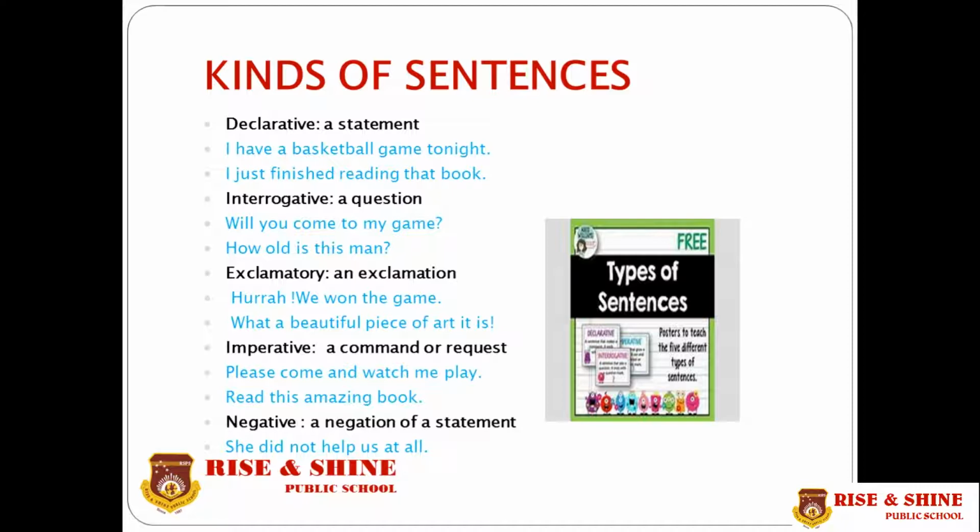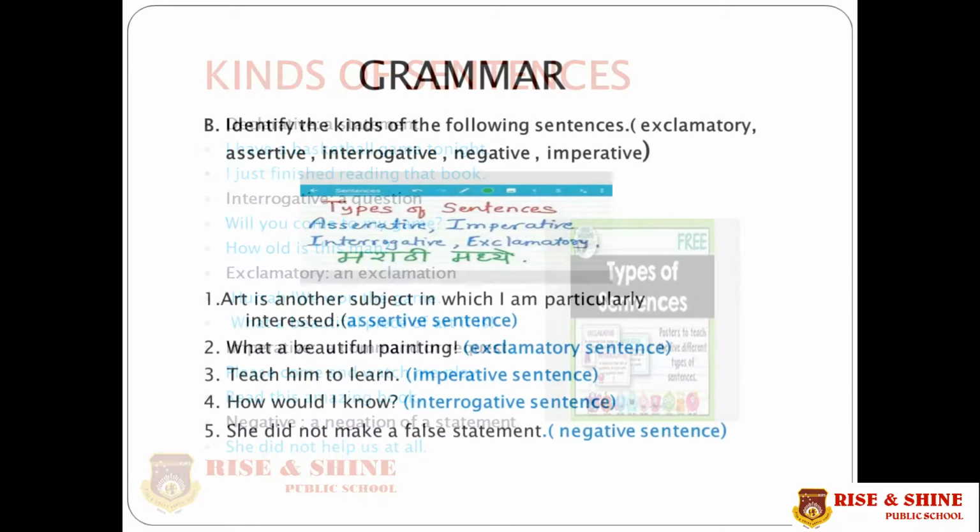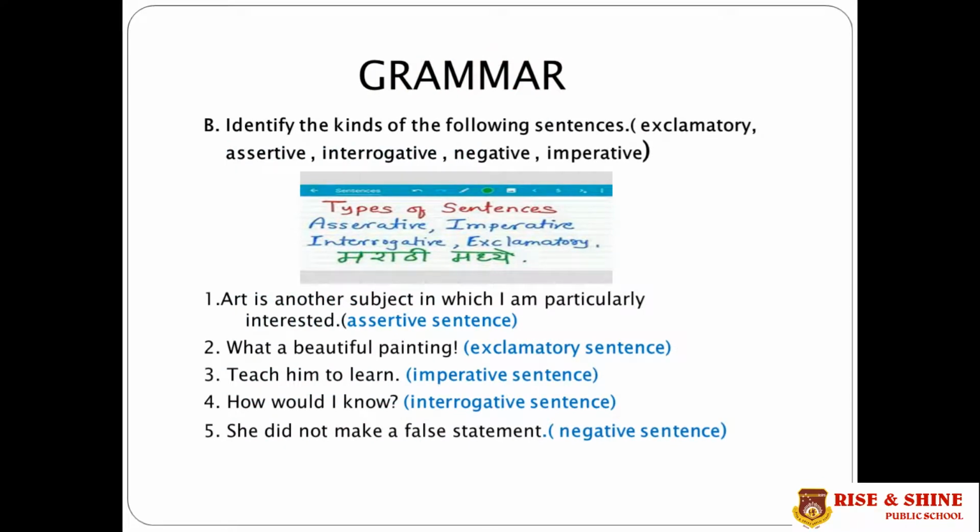Again, we have another exercise regarding the kinds of sentences. Identify the kinds of the following sentences: exclamatory, assertive, interrogative, negative, and imperative. "Art is another subject in which I am particularly interested." So you see that this is a general statement about a person, so we can call this sentence declarative or assertive. The second sentence is, "What a beautiful painting!" Here admiration and praise are shown, so it shows your feeling. Therefore it goes to the exclamatory category.